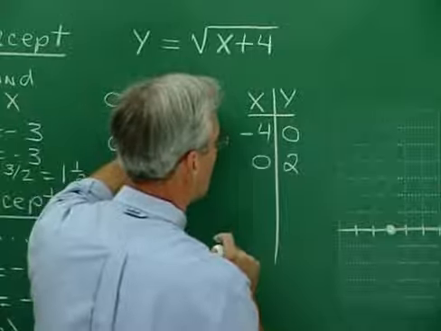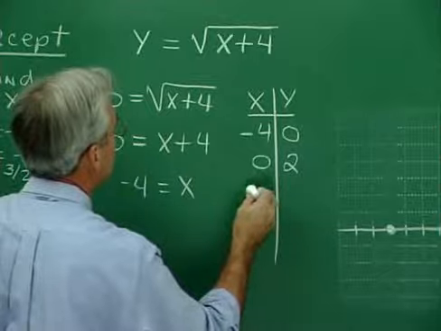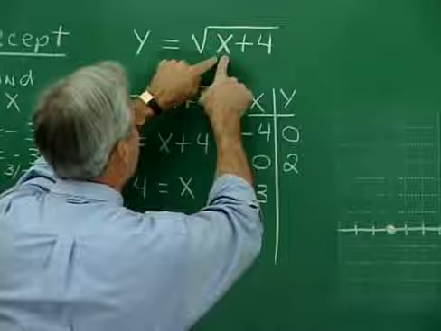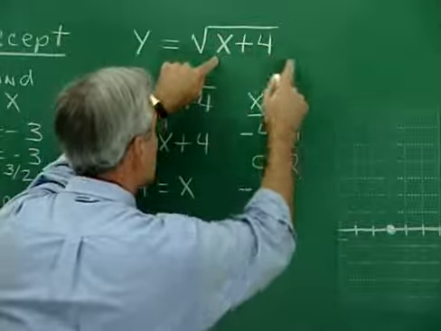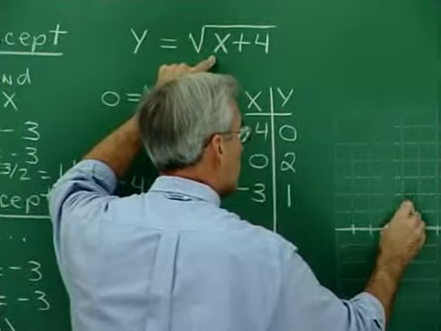How about something like negative 3? Because if x is negative 3, we have negative 3 plus 4, that's 1. The square root of 1 is 1. And that point is, let's see, negative 3, 1. All right.